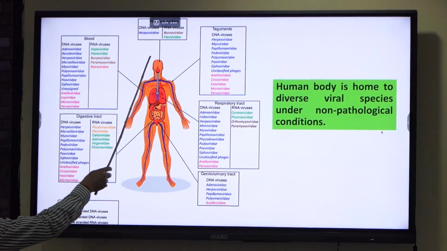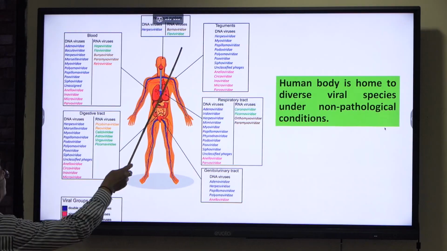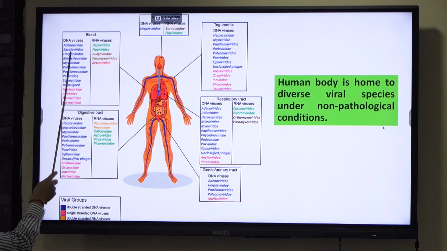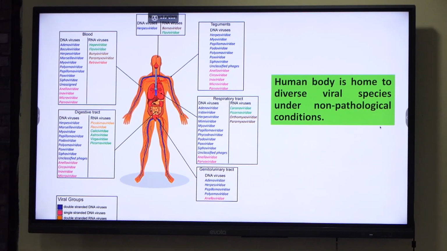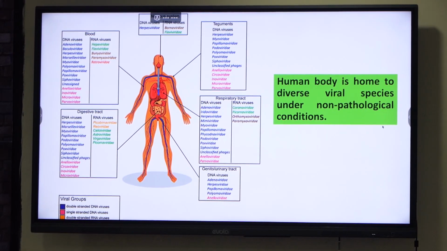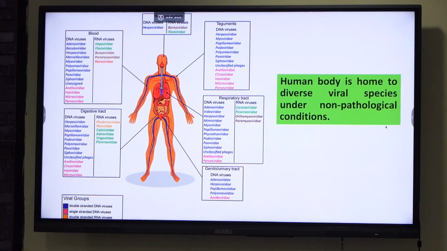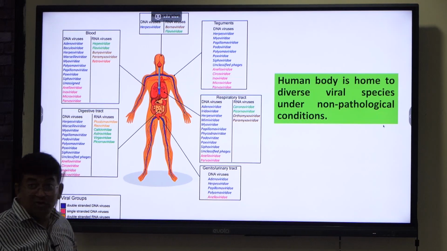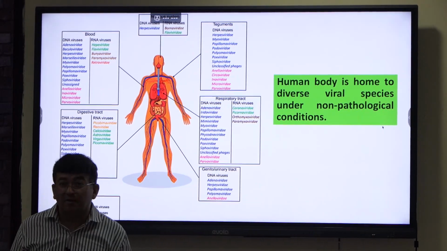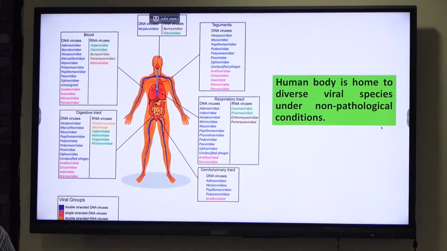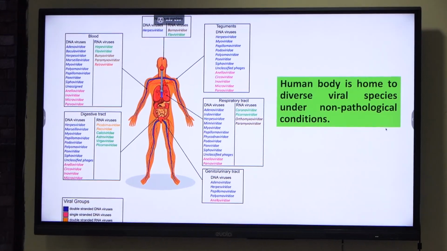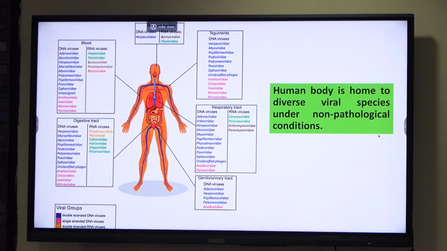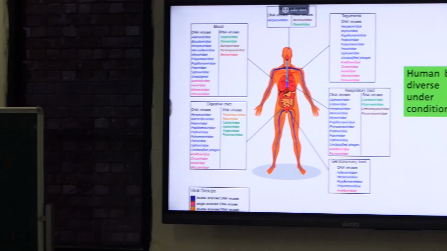You see that the brain, herpes virus, flavivirus in blood, all different kinds of DNA viruses, RNA viruses. I'm not reading, but you'll be amazed to know that, name any virus, a lot of viral transcript you have in your body. The human body is a home to diverse viral species under non-pathological conditions. That's an important thing. Whenever there is a pathological condition, whenever you have a viral infection, you just get rid of it in 7 days, bed rest and all that.